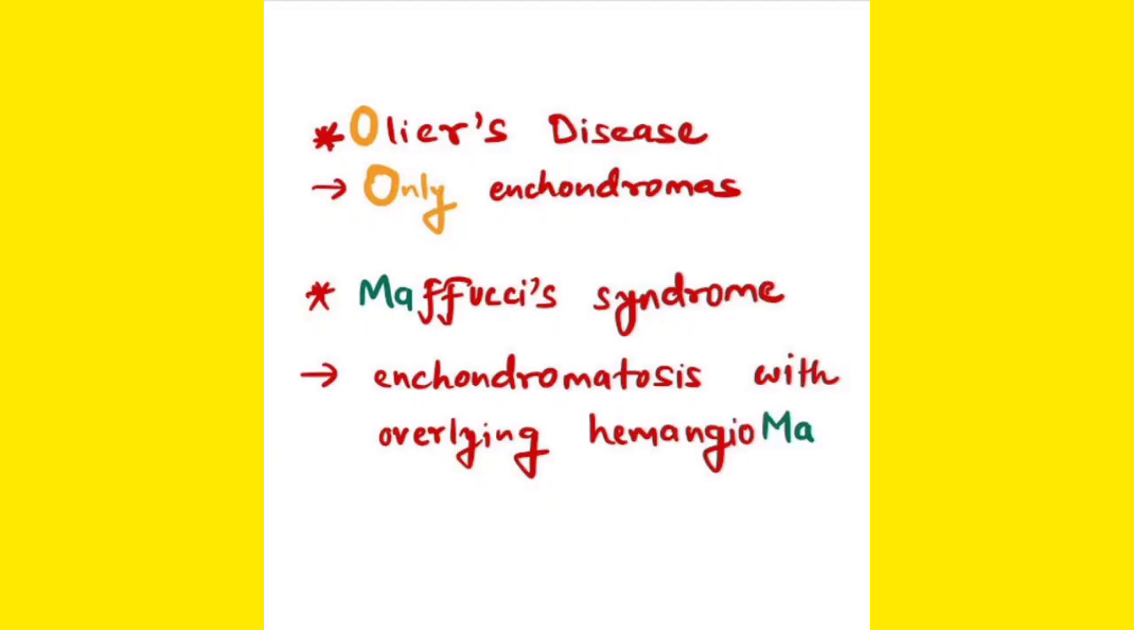So always remember this mnemonic. This is very important for NEETPG and INICET examination. So Ollier's disease, O means only enchondromas is present. Next is Maffucci syndrome. M means multiple, that is enchondromatosis plus hemangioma, or you can remember like this: Maffucci starts with Ma, so enchondromatosis with hemangioma.